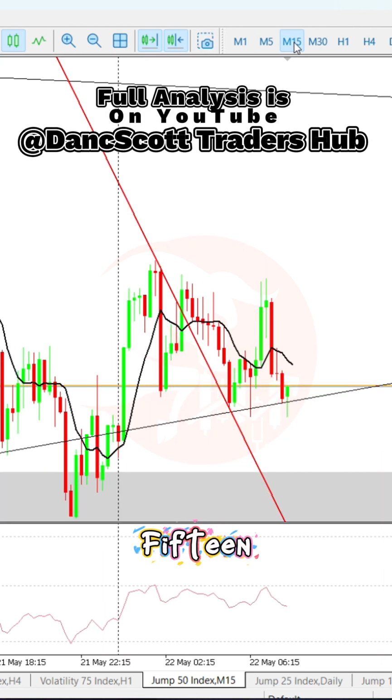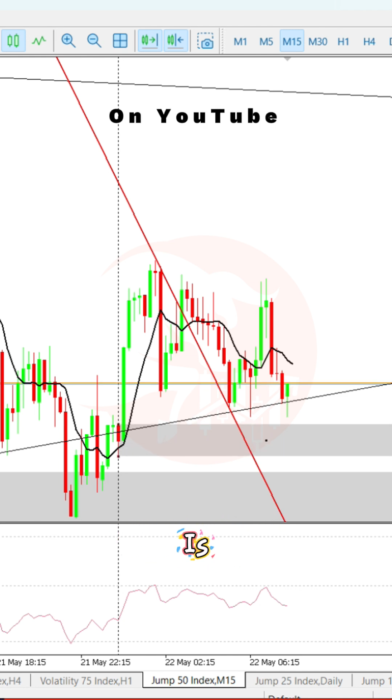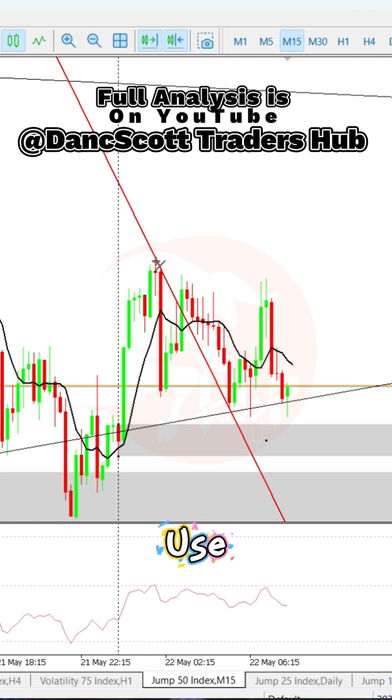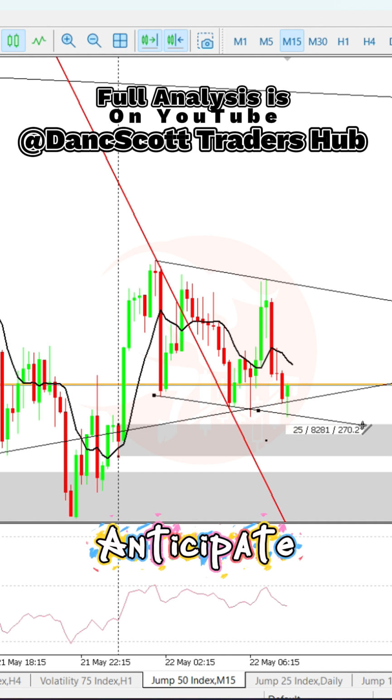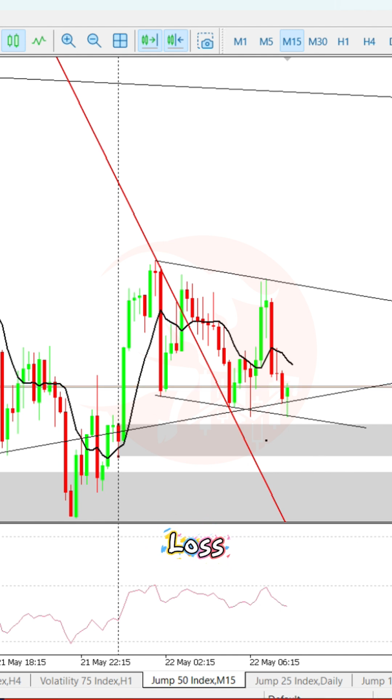If I go to M15, do I have an entry? I believe I can enter from here. Why? Because price has reacted to that order block. Is it even an order block? No, it has gone back to that fair value gap here. And if I use my trend line right there, I can anticipate a flag. Yes, that becomes a flag. So that can tell me that I can enter my buys right here and put my stop loss below this.